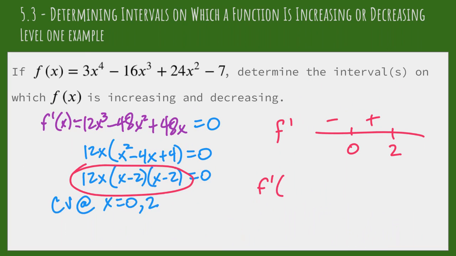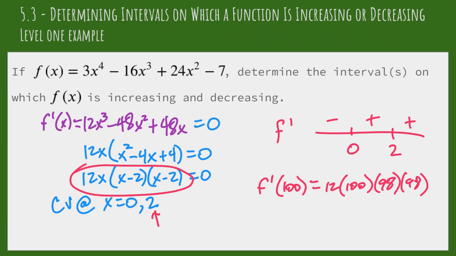So if I plug in a number to the right of 2, some big number, let's say 100, this is going to be 12 times 100 times 98 times 98. So that's going to be positive, positive, positive, positive, and we get a positive derivative there also. So I want to point out why this happened, why it didn't alternate in this case, and it's because we had that double root here at 2.